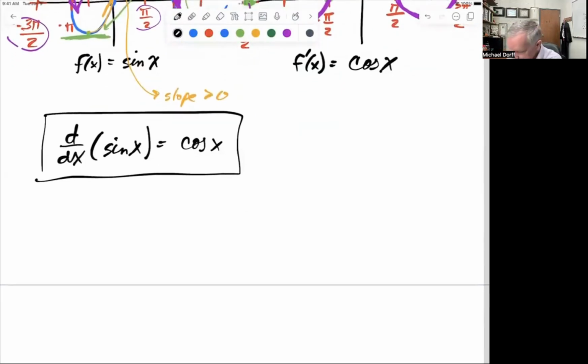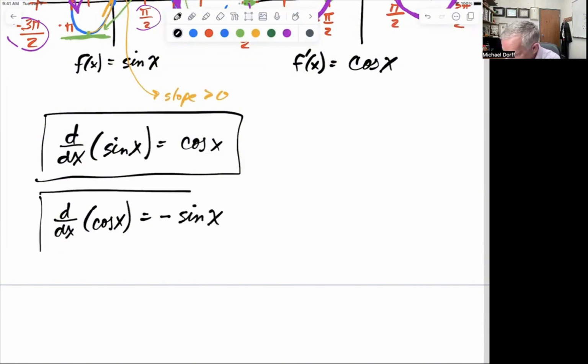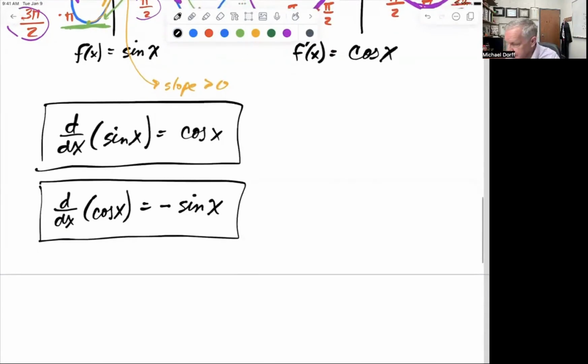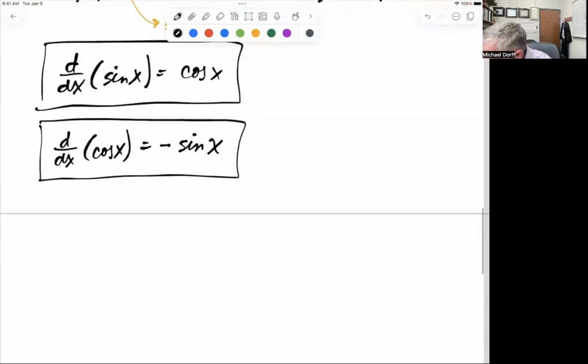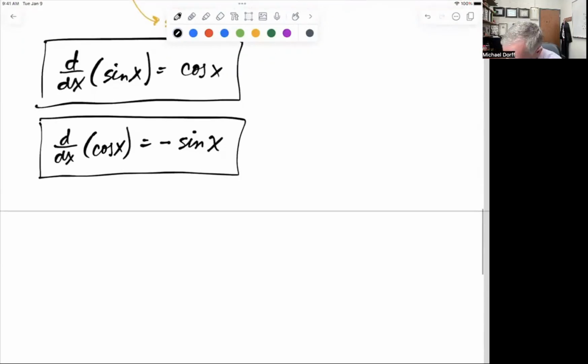In a similar fashion, we can also show what's the derivative of cosine. And somewhat surprisingly, it's not sine, but it's going to be negative sine x. So we have a negative there. But those are two values that we should know, that the derivative of sine and the derivative of cosine are equal to those values there. All right, so let's do an example using those results here.